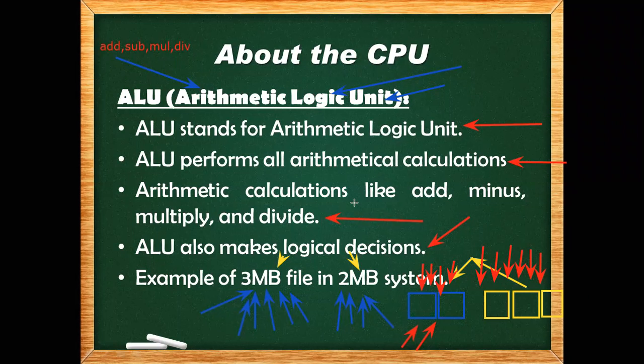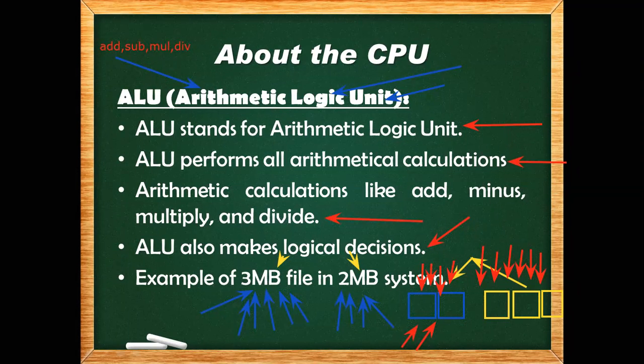So, how many components does the CPU have? Three. The first one we see is the ALU, the second one is CU, and the last one is MU.